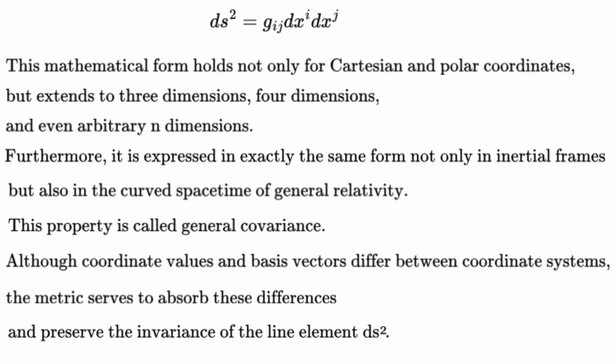This mathematical form holds not only for Cartesian and polar coordinates, but extends to 3 dimensions, 4 dimensions, and even arbitrary n dimensions. Furthermore, it is expressed in exactly the same form not only in inertial frames, but also in the curved spacetime of general relativity. This property is called general covariance. Although coordinate values and basis vectors differ between coordinate systems, the metric serves to absorb these differences and preserve the invariance of the line element ds squared.